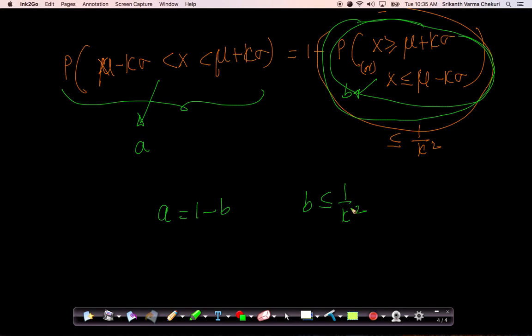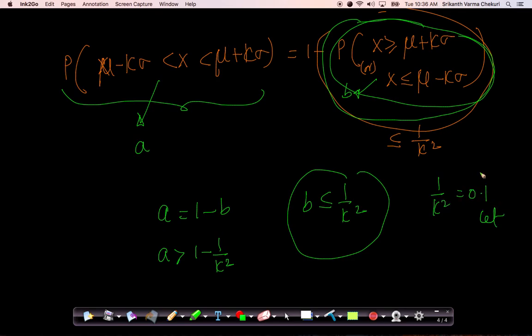We know this, right? Now what happens? If I subtract 1 by k square from both sides, or instead of subtracting, see, this value is less than 1 by k square, which means A will be greater than 1 minus 1 by k square. Simple. So again, I'll show it simply. Let's assume 1 by k square equals 0.1. What does this mean? This means B is less than or equal to 0.1.